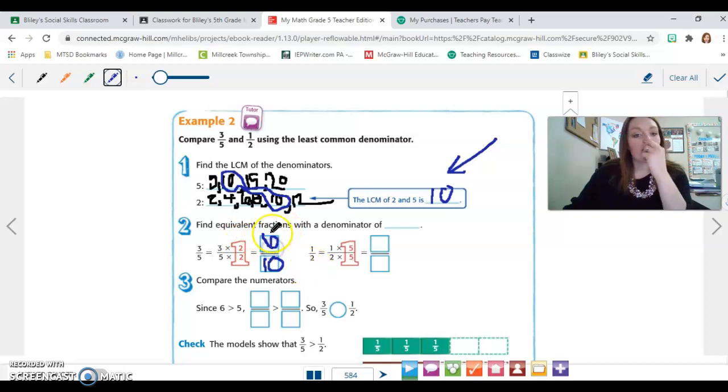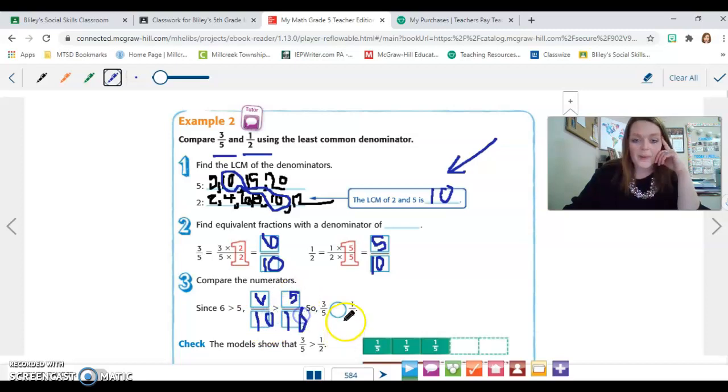Now I'm going to go to my second fraction. And what do I need to times 2 by to get 10? 5. 2 times 5 is 10. What I do to my bottom, I do to my top. 1 times 5 is 5. So now I'm looking at 6 tenths and 5 tenths. In your mind, I want you to think, is 6 or 5 larger? 6 tenths is greater than 5 tenths.